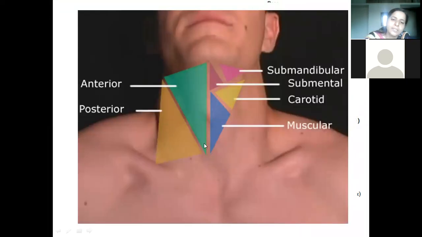This landmark is the sternocleidomastoid muscle. In front of sternocleidomastoid, we have anterior triangle. Behind sternocleidomastoid, we have posterior triangle. The further subdivisions of this anterior triangle are muscular, carotid, digastric, which is also called submandibular, and submental triangle.